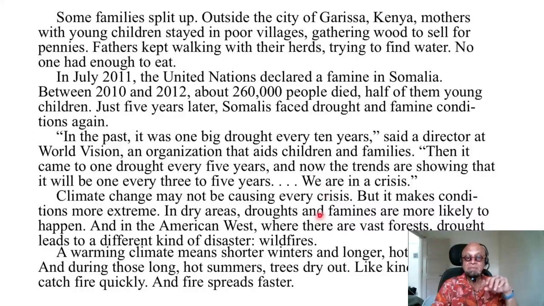Okay, climate change may not be causing every crisis, but it makes conditions more extreme. So even a drought that occurs naturally in warmer temperatures desiccates, or dries up, the soils faster, kills the crops faster, and water disappears faster. Right? In dry areas, droughts and famines are more likely to happen, and in the American West, where there are vast forests, drought leads to different kinds of disaster altogether, and those are wildfires.